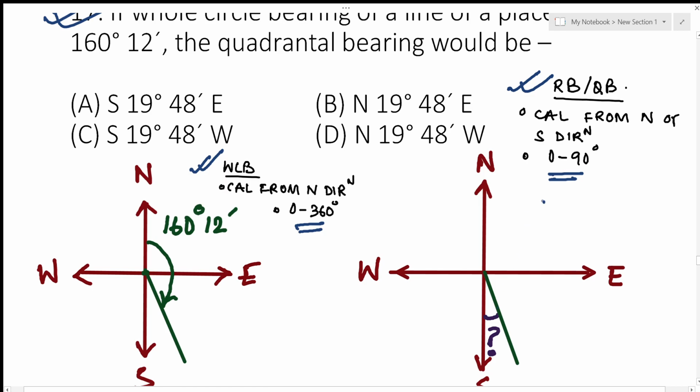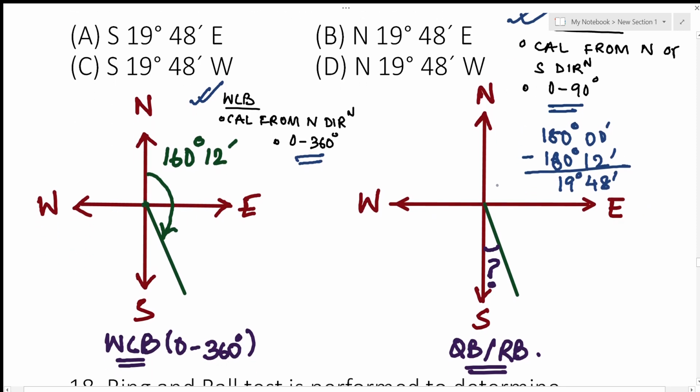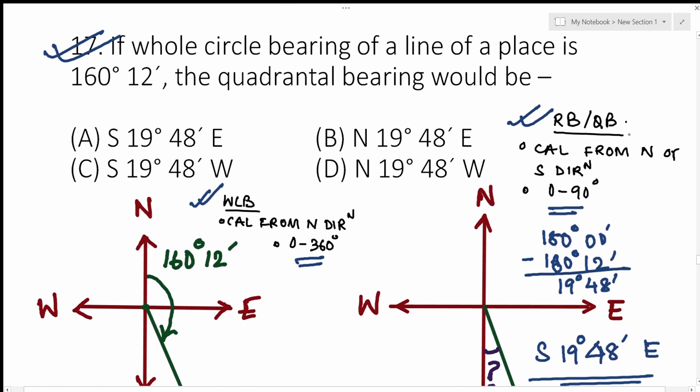So this would be 180 degrees minus what is the angle given here? 160 degree 12 minutes. So the answer here would be 19 degree 48 minutes. Now this line is in which direction? This line is in the southeast direction, and the angle between them would be 19 degrees 48 minutes. So the answer for this particular question is southeast 19 degree 48 minutes.